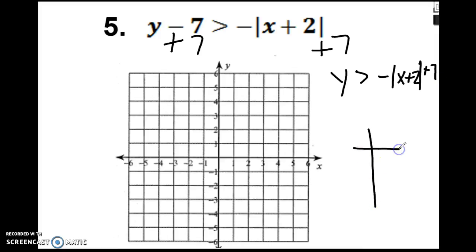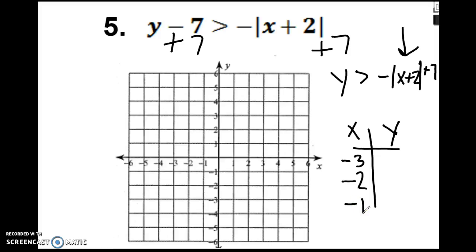Unfortunately, I didn't have a lot of room to write. But now we're going to play the same game we did before. So let's find what makes this inside 0. Well, what would make this inside 0 would be -2. I pick one value below, which would be -3. One value above, which would be -1.